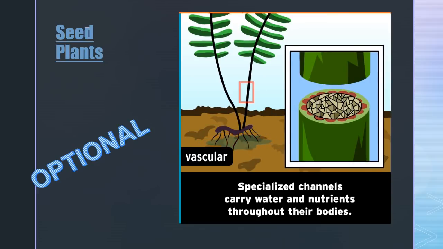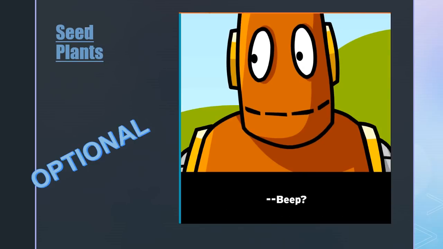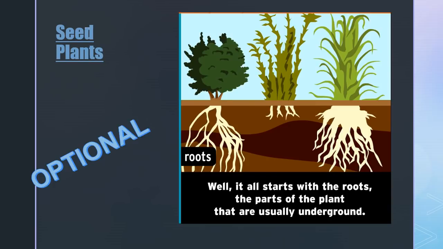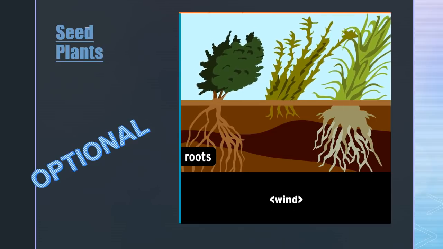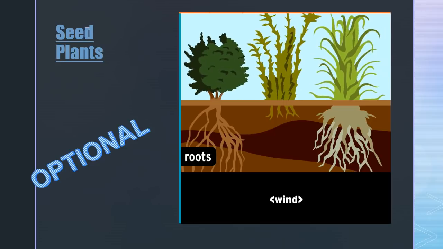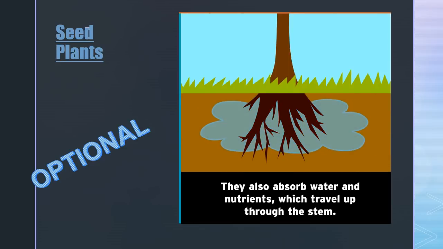Specialized channels carry water and nutrients throughout their bodies. Well, it all starts with the roots, the parts of the plant that are usually underground. They keep the plant firmly anchored in the soil, preventing it from being washed or blown away. They also absorb water and nutrients, which travel up through the stem.